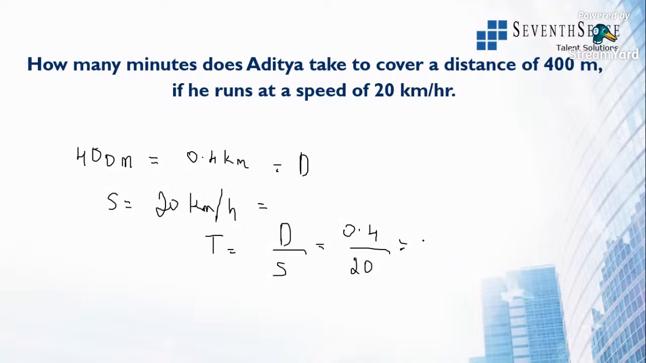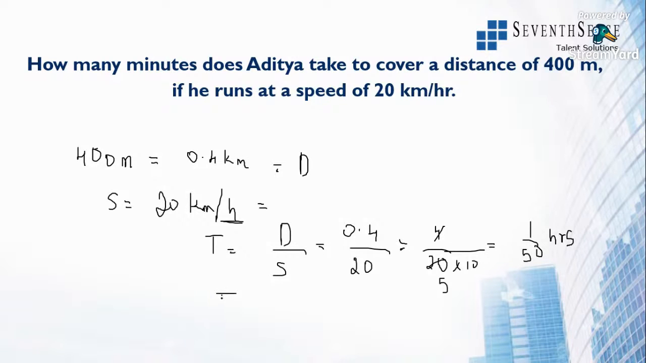Okay, so 0.4 is nothing but 4 by 10, right? So this is nothing but 2 by 5, and 2 by 5 divided by 20 is nothing but 1 by 50. This is in hours, because it is kilometer per hour. So kilometer and kilometer get cancelled, and hour will be remaining the same. So 1 by 50 hours.